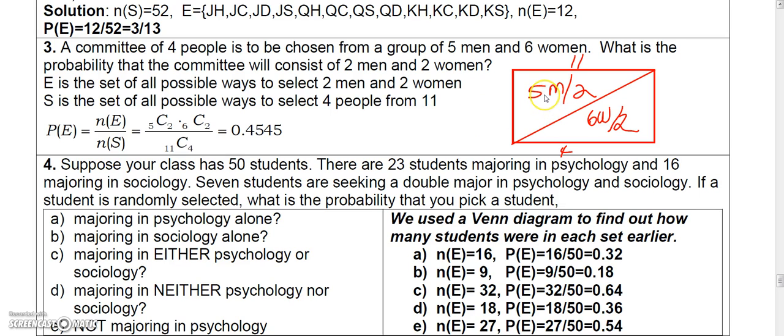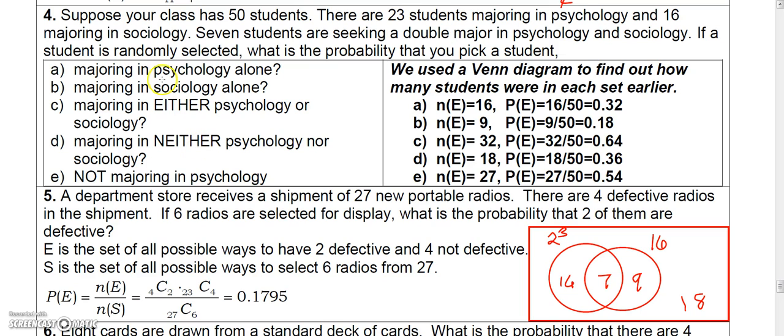And then in the rectangle, I've broken it up into men and women. Now remember, I have 5 men and I have 6 women. And I want to choose 2 from each. So the number of ways to choose 2 men from 5 would be 5 choose 2, and the number of ways to choose 2 women from 6 would be 6 choose 2. So my numerator would be 5 choose 2 times 6 choose 2, and then divide it by 11 choose 4, and I get 0.4545.